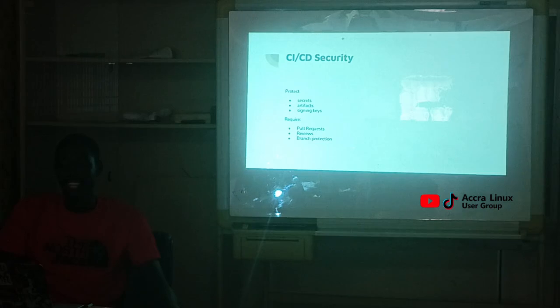All right. Then let's look at CI/CD security. Like I said, we should protect our secrets, our artifacts, and I like this one very well: signing keys. Now, what are signing keys? Unfortunately, I have to do some small cryptography over here. Basically, encryption today is based on what we call asymmetric cryptography. And asymmetric cryptography is like this.